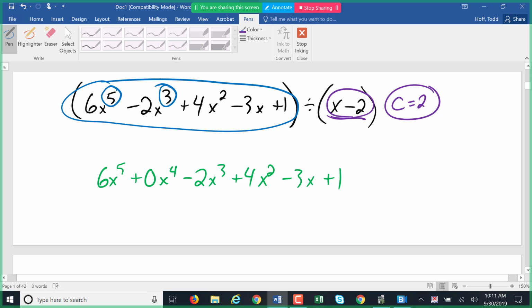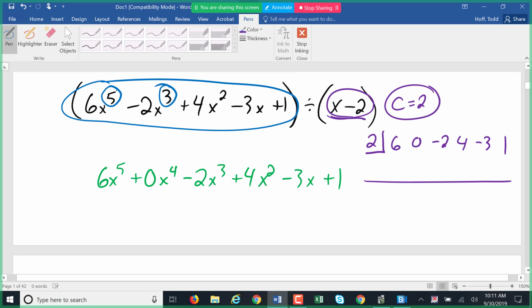So if I'm going to do my synthetic division, I have 2, 6, 0, negative 2, 4, negative 3, and 1. We drop the first coefficient, the 6. Then we multiply by c. 6 times 2 is 12. Now remember, we add: 0 plus 12 is 12. Multiply by c. 12 times 2 is 24. Again, we add. Negative 2 plus 24 is 22. 22 times 2 is 44. And we add. 4 plus 44 is 48.